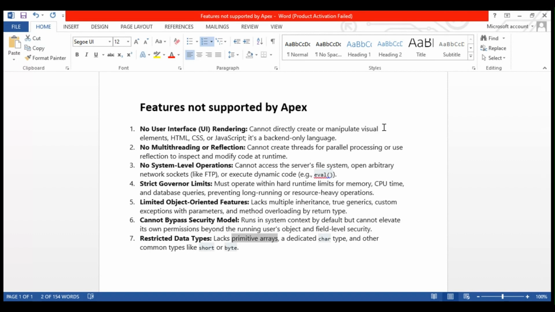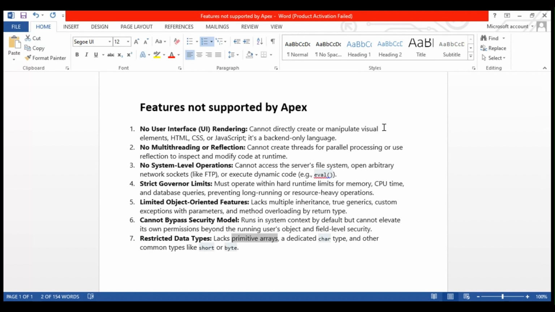Second is the multi-threading. Friend, if you are a Java developer, you must know about the multi-threading option. This is a very good feature in Java. However, multi-threading is not possible in Apex programming.